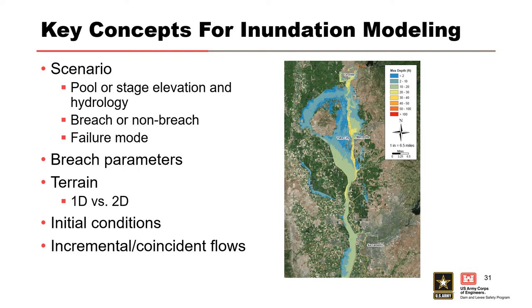Initial conditions and incremental coincident flows are important. For example, what you see here is Oroville Dam up there. And this is an inundation modeling that we did, but the city of Sacramento is down here to the right, hard to see. City of Sacramento has over 1 million people in it. And whether or not this breach at Oroville Dam led to overtopping and flooding in Sacramento, all depended on what we assumed was going on in the rivers prior to that breach.